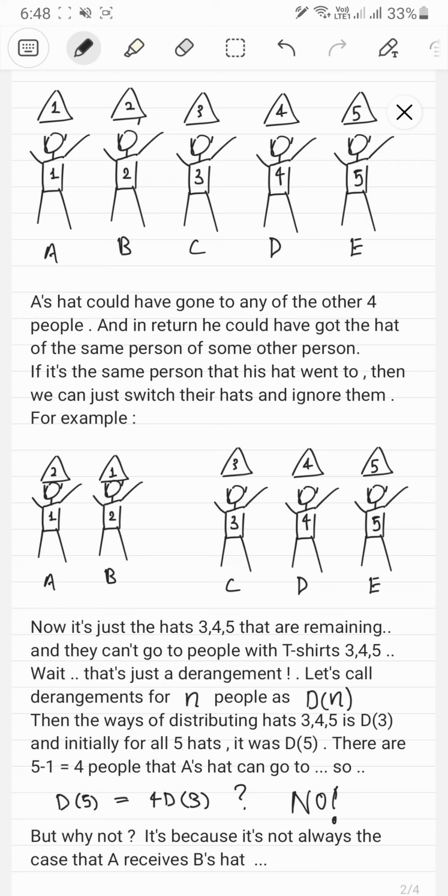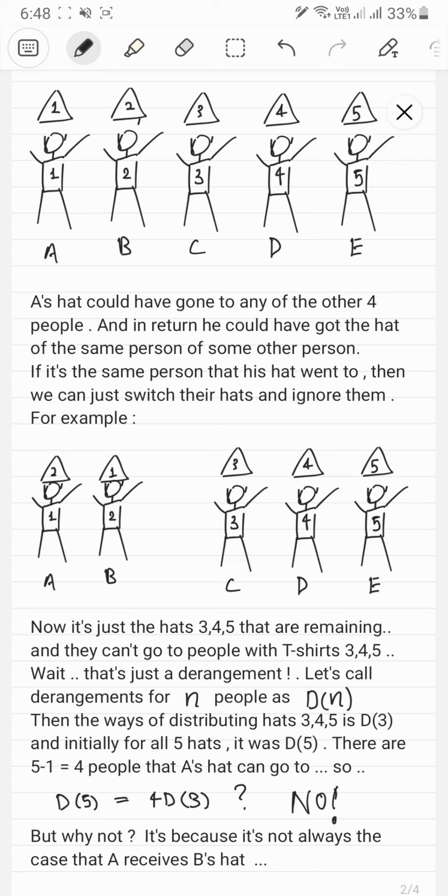It's not always the case that A receives B's hat. As we saw in the first example, A is not receiving the hat of the person to whom its own hat went. A's hat went to B. Here I have named them 1, 2, 3, 4, 5, but you get it, it's supposed to be A, B, C, D, E. A's hat went to B, but then B's hat went to C, and E's hat went to A. So he didn't receive B's hat, and these cases are also valid derangements, so we need to consider those as well. So what are the rules for these different cases?